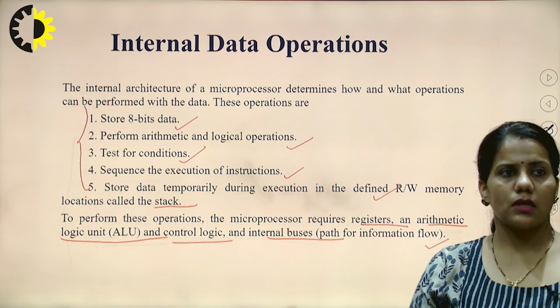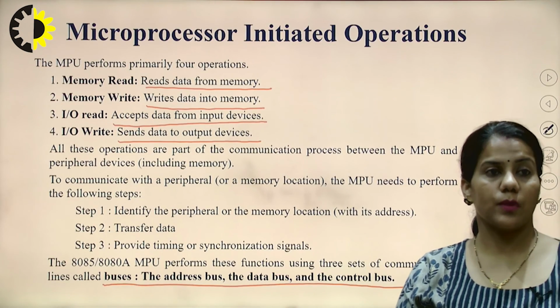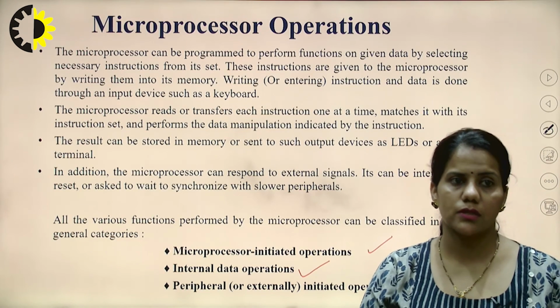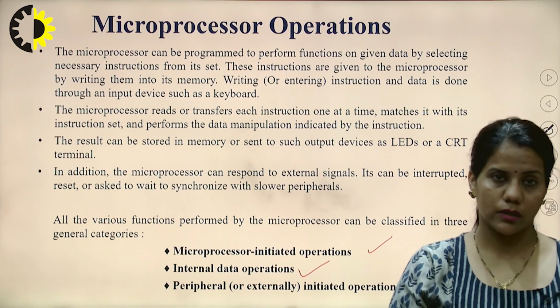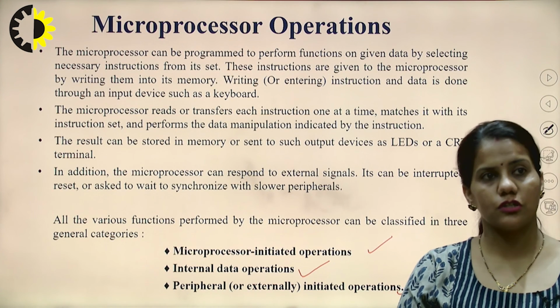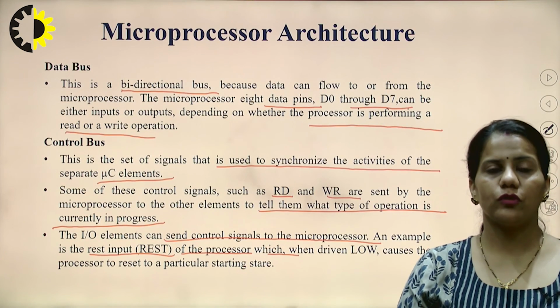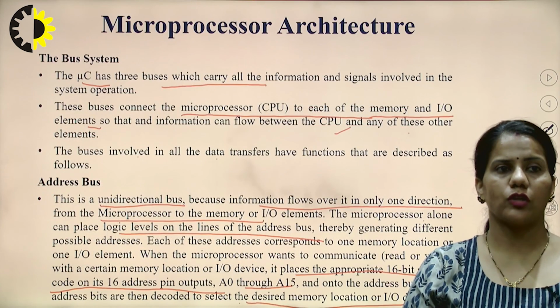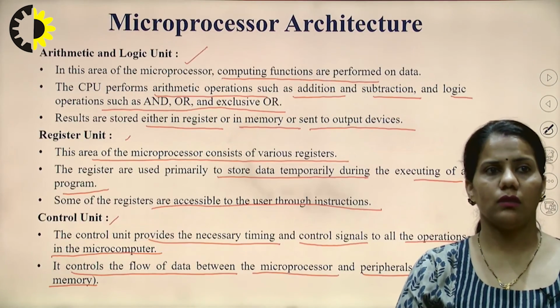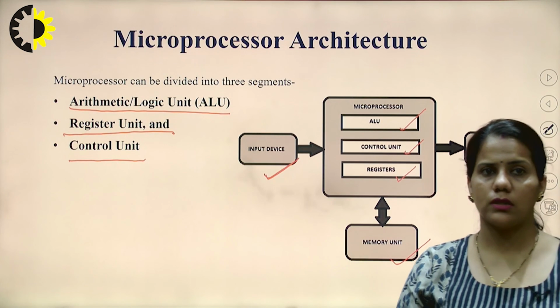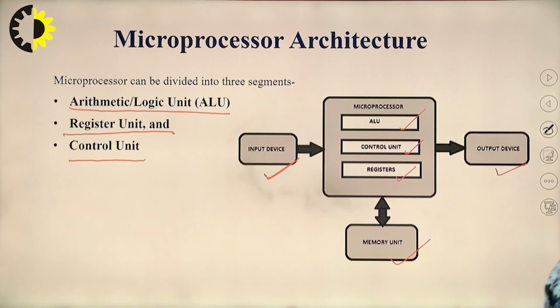So, we can say that all the operations of the microprocessor can be categorized into three categories: microprocessor initiated operations, internal data operations, and peripheral initiated operations. And before that, we talked about the microprocessor architecture, and in this we studied all these units which are shown in this diagram.